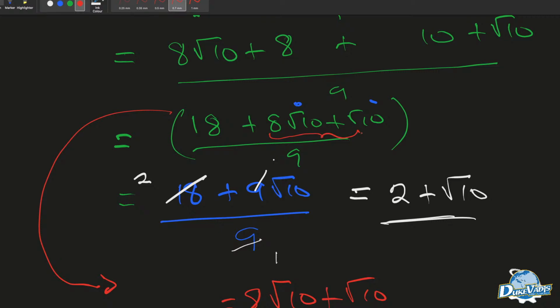So after that, we have 18 plus 9 root 10 divided by 9. And when we did a division, 9 goes into 18 twice. And now we'll cancel 9 over here. And we had 1 root 10. So that is the final answer.